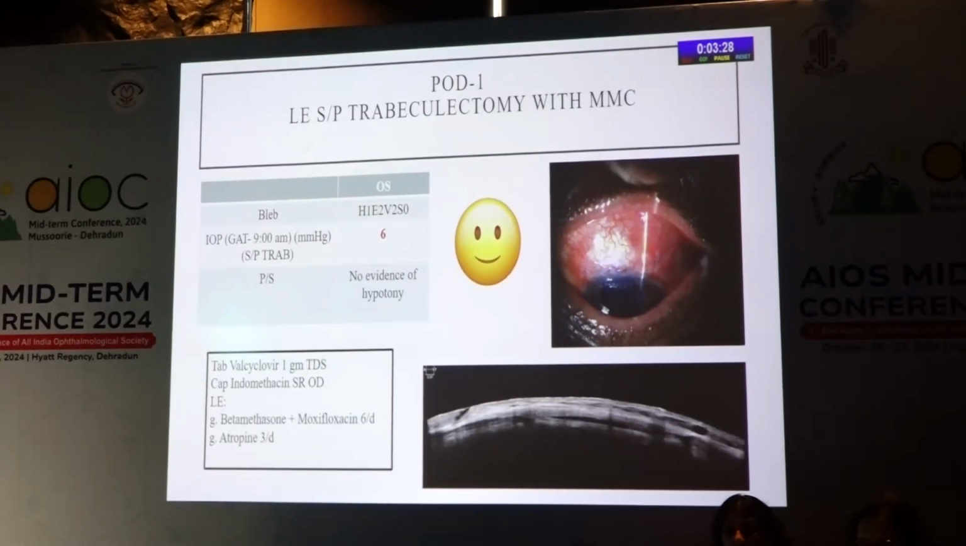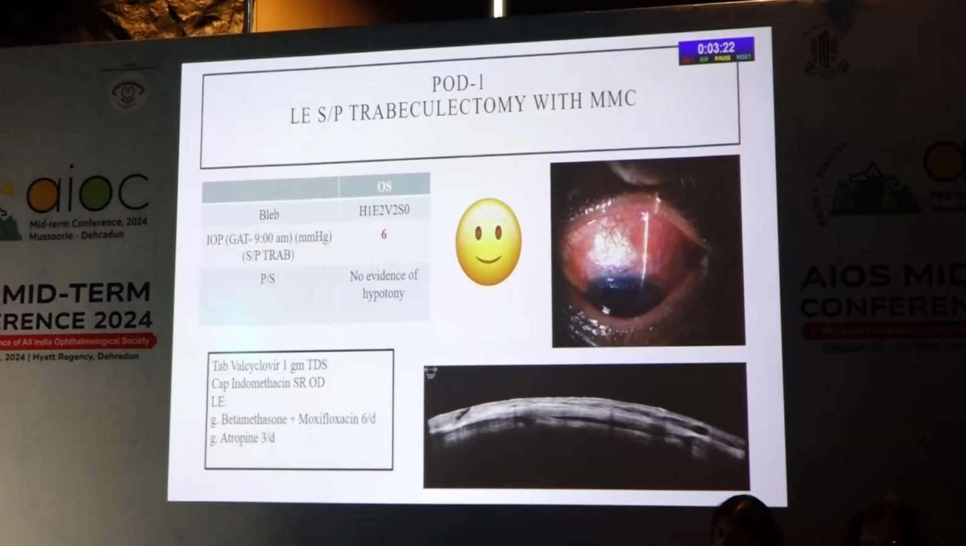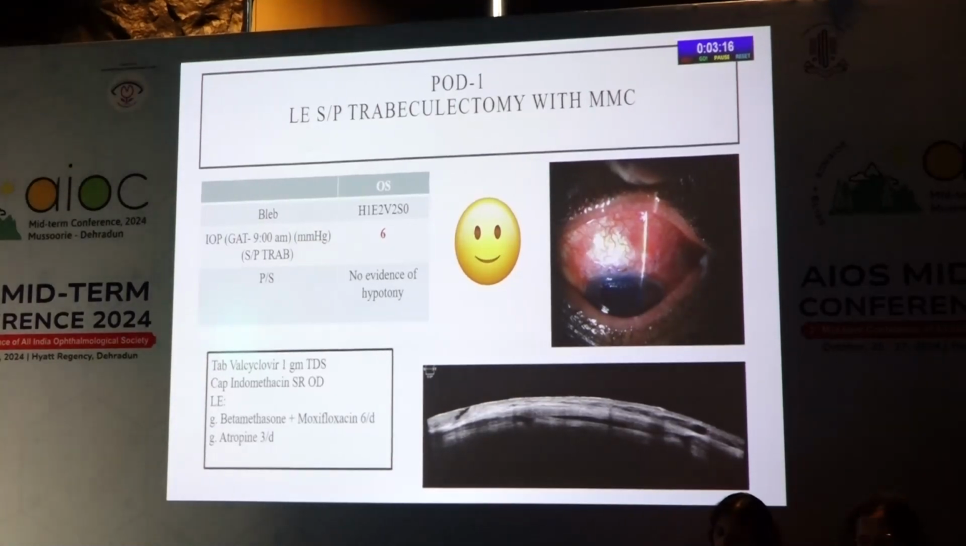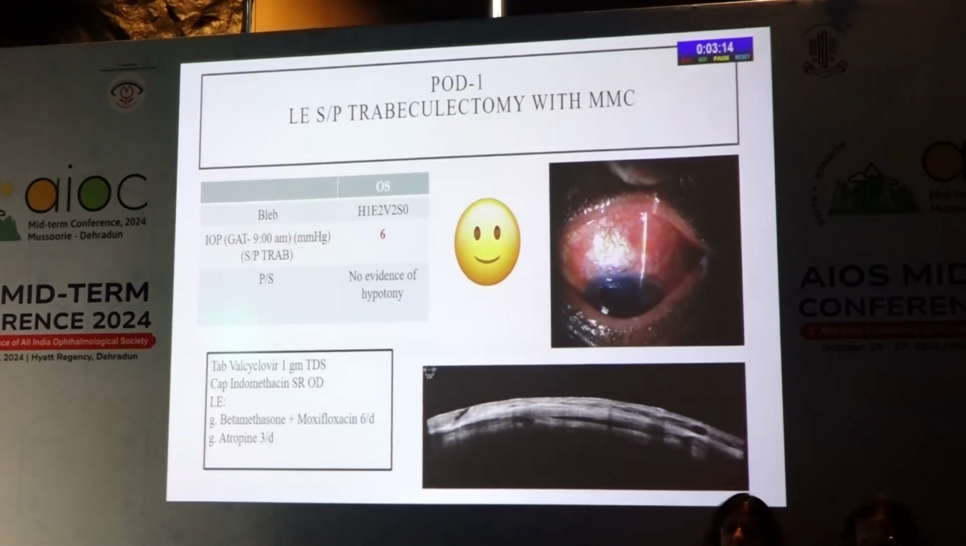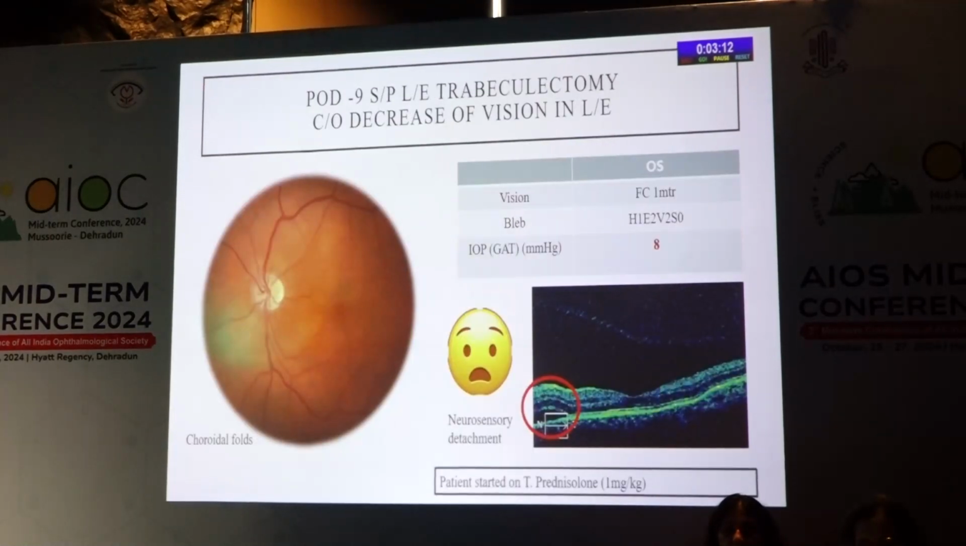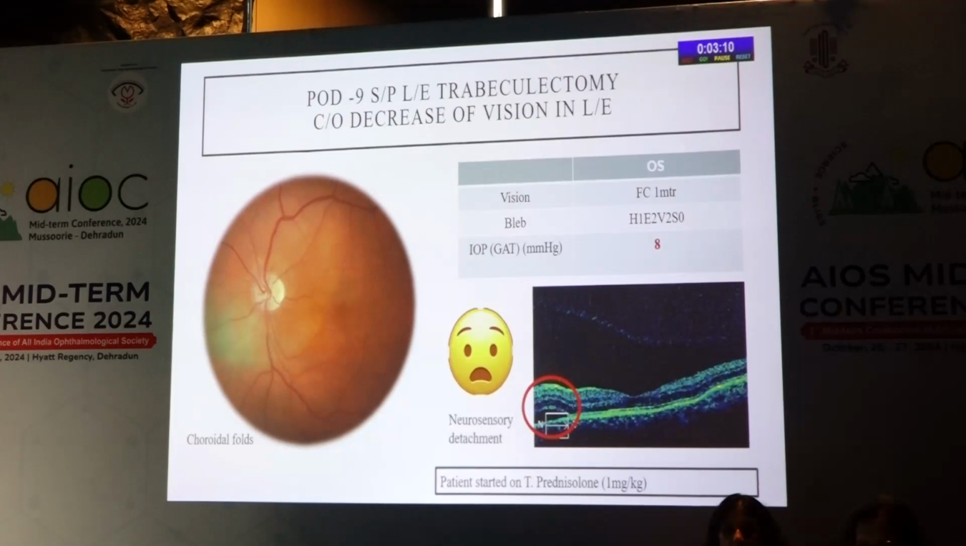So on post-op day 1, we had a happy patient, good bleb, no evidence of hypotony. We started the patient on valacyclovir. We did it under the cover of valacyclovir, and we gave the routine post-op medications as given to other patients who undergo trab. And then we had a surprise on post-op day 9 when the patient presented to us with a decrease in vision in the left eye.